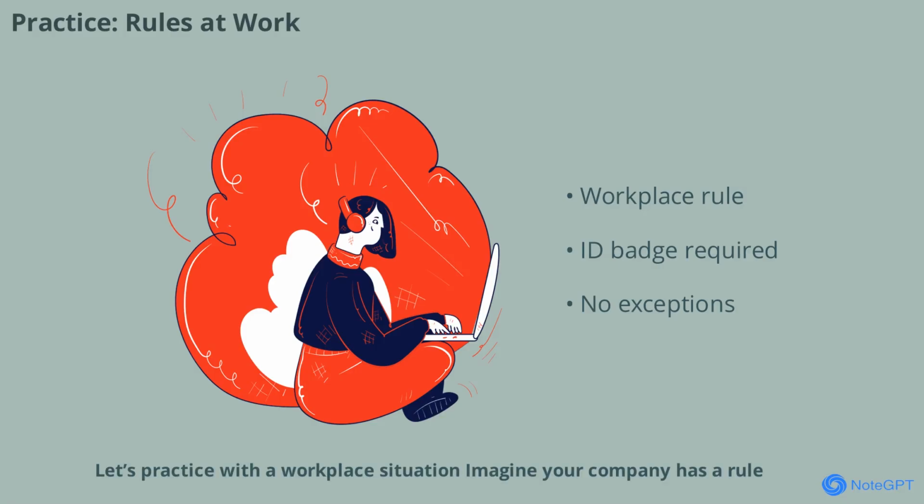Imagine your company has a rule: employees have to wear ID badges. This means every worker, no matter their role, must follow this rule. If you forget your badge, you might not be allowed inside. This is a clear example of have to for external rules.